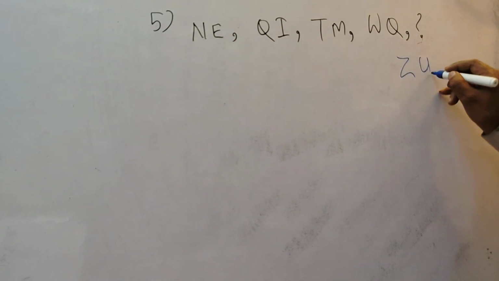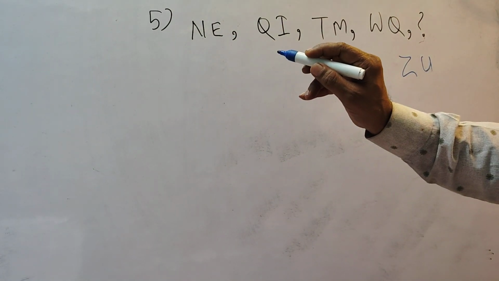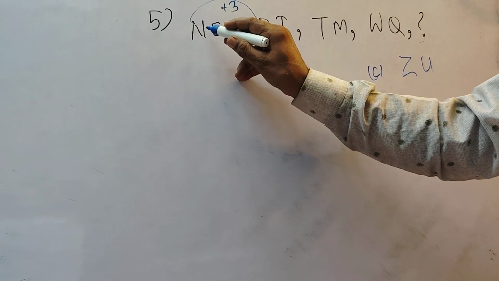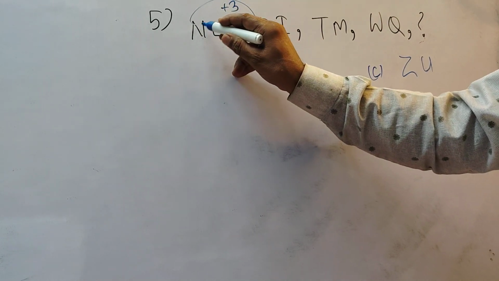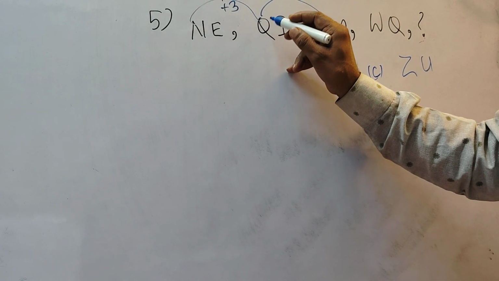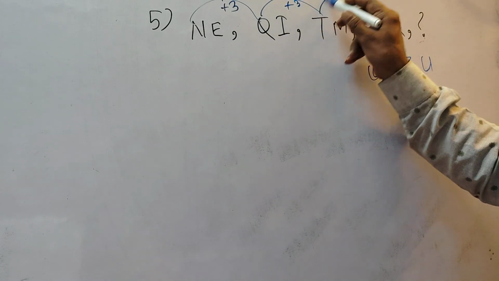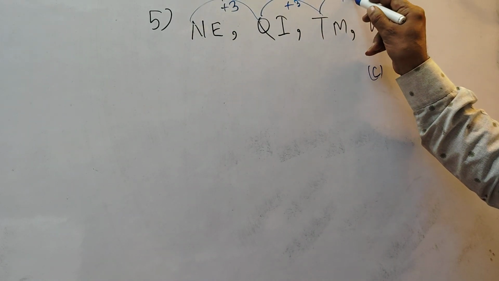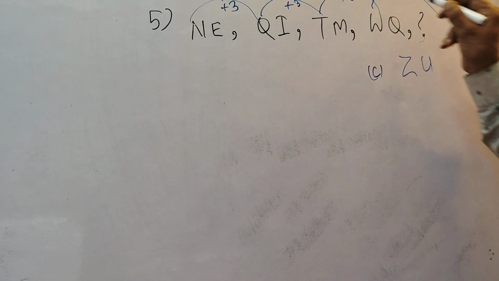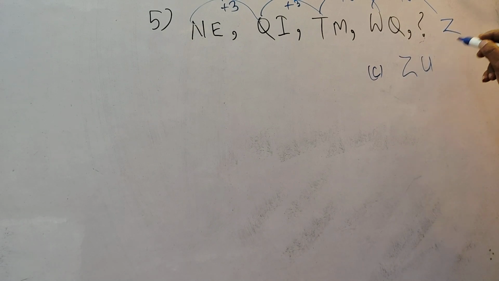Now look, here is N to Q, there is plus 3. M N and O P are missing, then Q. Then Q to T, R S is missing, so plus 3 there. T. Then again plus 3, U V is missing, W. Then plus 3, X Y is missing, then Z. That is correct.